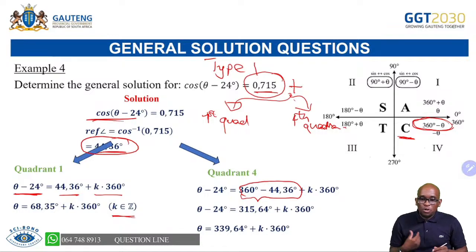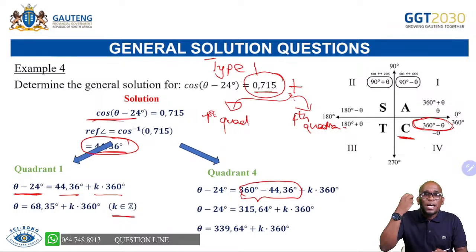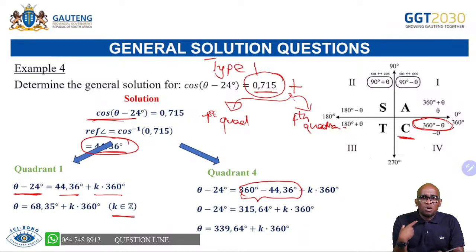So we were able to locate the solution in the first quadrant and in the fourth quadrant, because cos is positive in the first quadrant and in the fourth quadrant. Why are we doing that? Because we are using the quadrant method of determining the general solution.